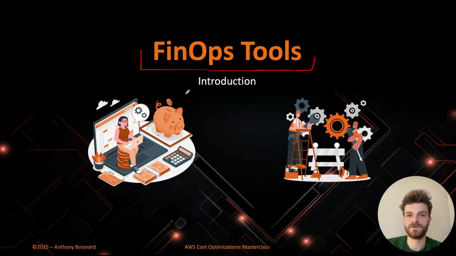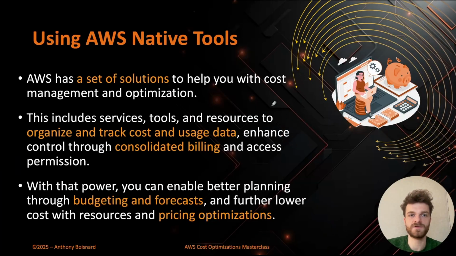So together we're going to review and introduce all the AWS native products and services you can use to save money. First, AWS has a set of solutions to help you with cost management and optimization. This includes services, tools, and resources to organize and track cost and usage data, but also enhance control through consolidated billing and access permission. You can also enable better planning through budgeting and forecast, and further lower cost with resources and pricing optimizations.